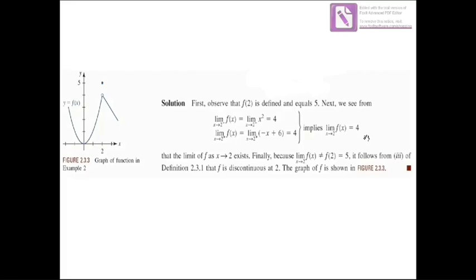Then the last condition, we need to compare the value of the function at x equals 2 and the limit of the function when x approaches 2, and see if they are equal or not equal. So f(2) is equal to 5, the limit of f when x approaches 2 is equal to 4, so they are different. We conclude that this function is discontinuous since the limit of f when x approaches 2 is not equal to f(2). So this function is discontinuous.